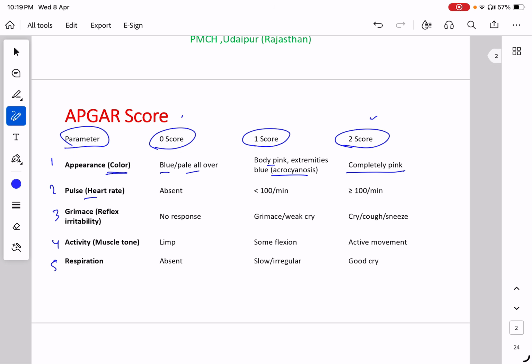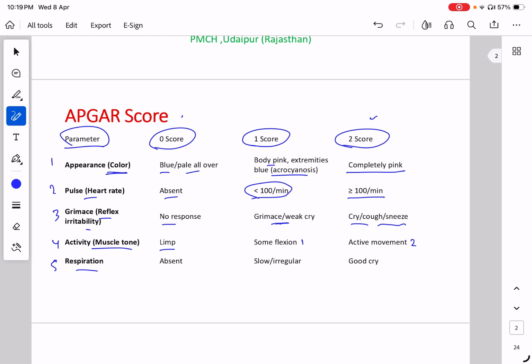Another is pulse, that is heart rate. If it is absent, then 0 score. Less than 100 is 1 score, and more than 100 is 2 score. Grimace, that is reflex irritability. If no response, then 0. If grimace or weak cry, then 1, and cry, cough, or sneeze, so score is 2. Activity or muscle tone, if the baby is limp, then 0. If some flexion is there, then 1. And if the baby is moving actively all the limbs, then score is 2.